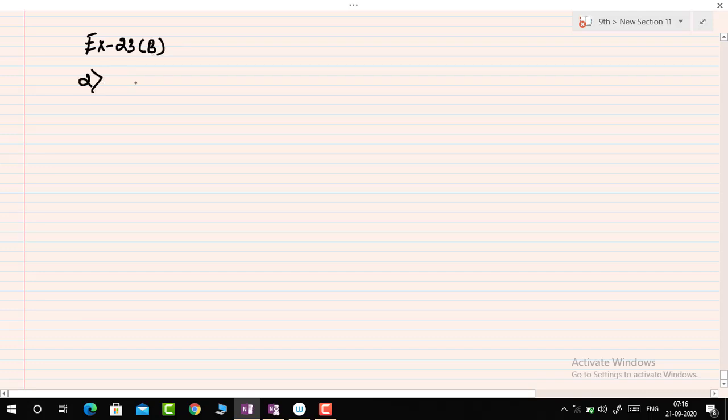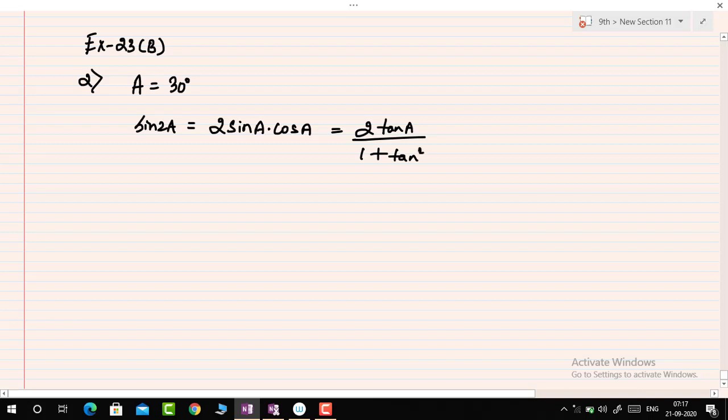So here in the question, angle A is equal to 30 degrees and we need to prove that sine 2A is equal to 2 sine A into cos A, which is equal to 2 tan A upon 1 plus tan square A. So first of all we will solve this sine 2A. So sine 2A is equal to sine 2 multiplied by 30 degrees, which comes equal to sine 60 degrees, and we know that sine 60 is root 3 upon 2.